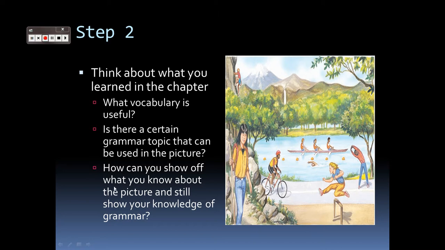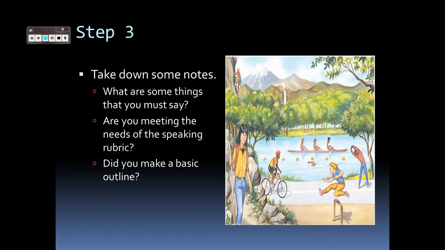And how can you show off what you know about the picture and still show your grammar of knowledge? The thing is that you want to be able to express everything that's happening in the picture and still use that advanced grammar. And how do you do that? You have to plan ahead. So, we start off by taking notes. What are some things that you must say? Well, I know I need to include a nosotros command. I know I need to include a subjunctive sentence somewhere in there. I know I need to include the imperfect.